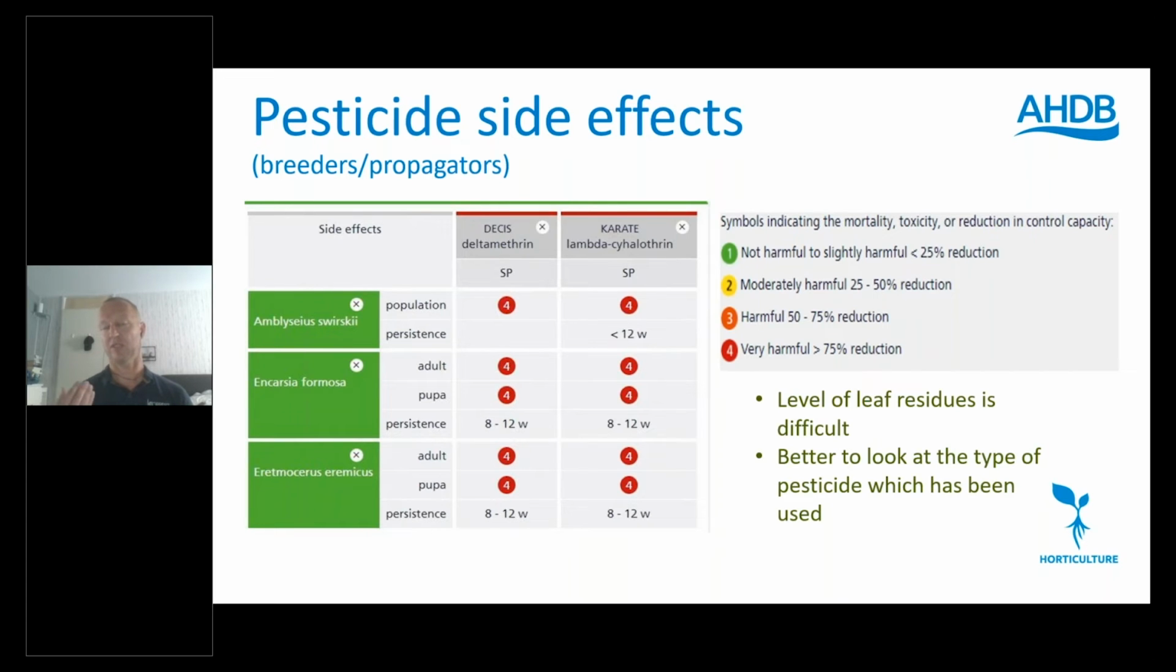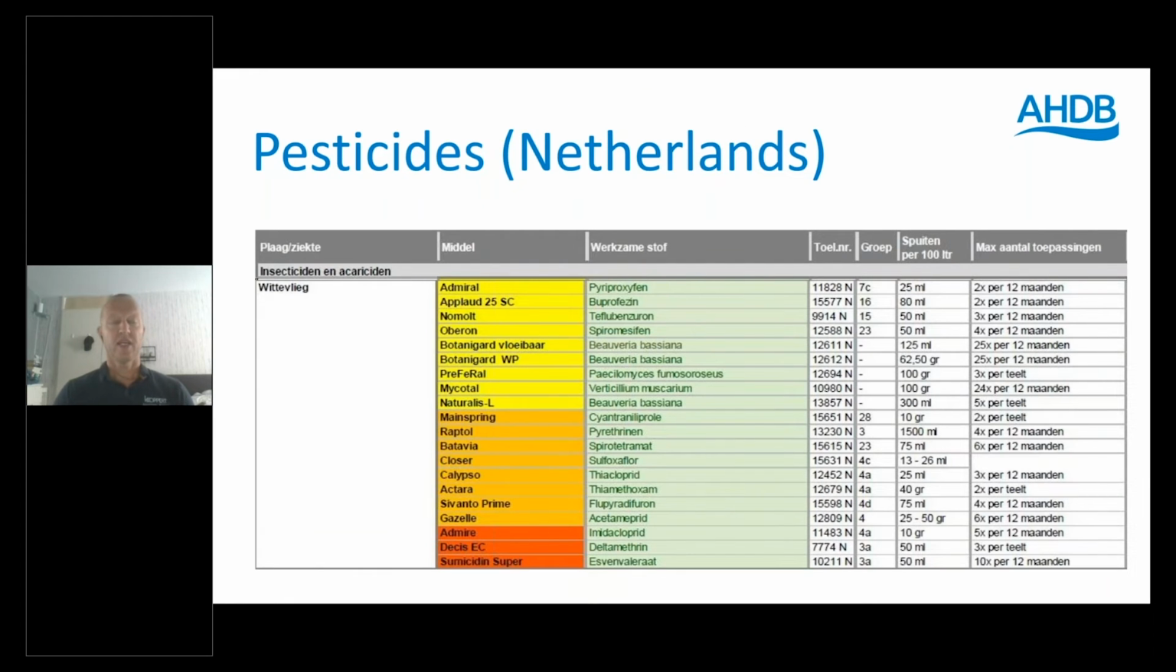And also something to say, the level of leaf residue is very difficult to say anything about. So it's better to look at what kind of chemical type your breeder propagator has used. And over here you see the pesticide chemical list from Holland. That's only a quick overview.